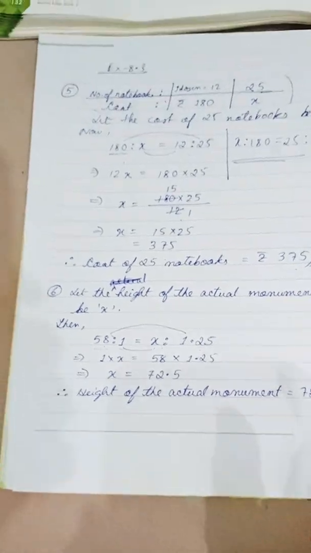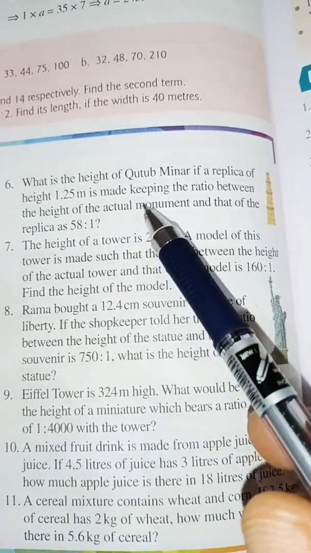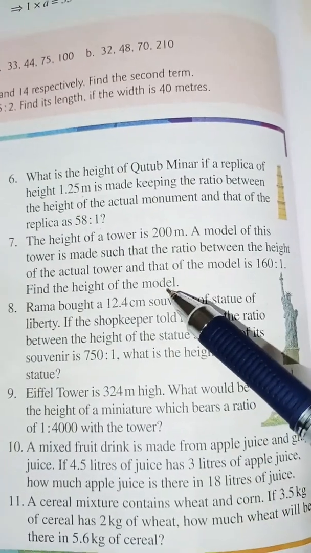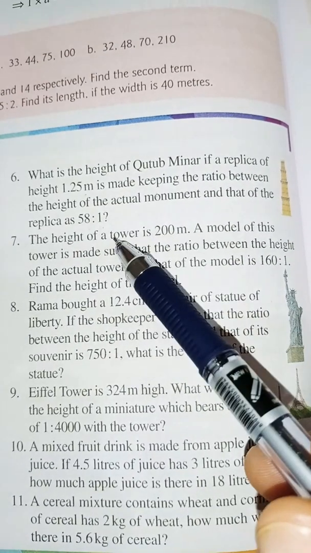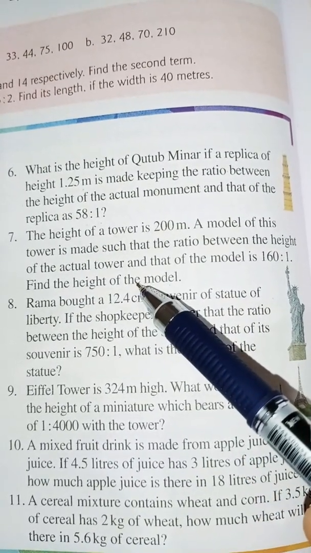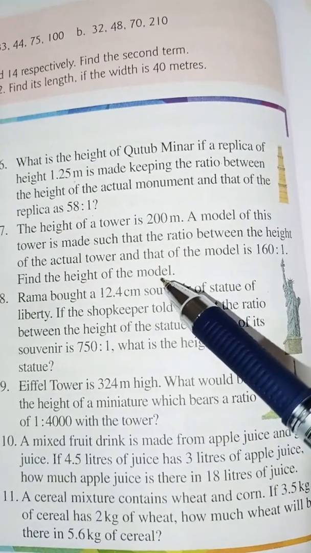Questions 7 and 8 are the same. The only difference is that here you found the actual monument, while there you will find the height of the model. There the actual height of the tower is given. You have to find the height of the model, but the procedure will be the same. The ratio is given, you take the height of the model to be x.